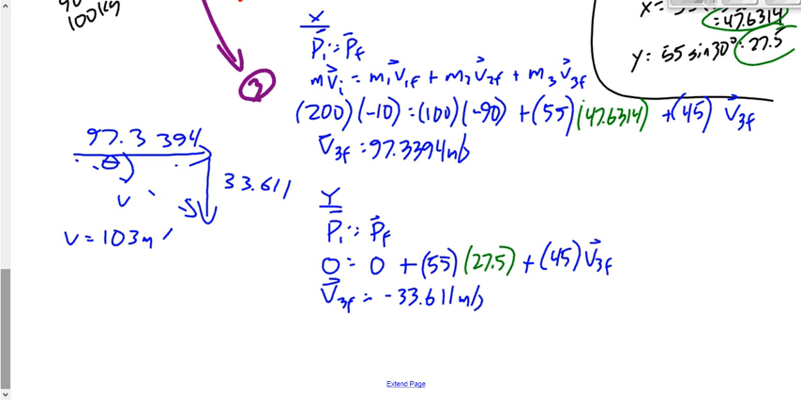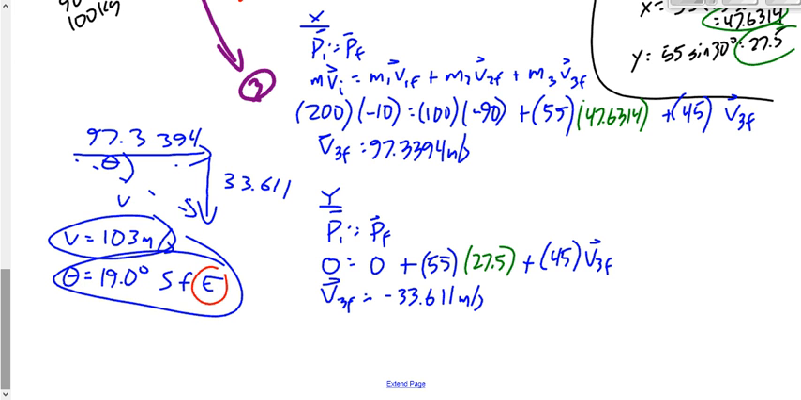And if you're having trouble getting that 103, let me know. Theta works out to be 19.0 degrees. And that would be 19.0 degrees south and east, right? I think it's going to be south of east, but let's just double check that. And is my angle measured from the east? Yeah, it's measured from the east, so I was right, it was south of east. There we go. Good.